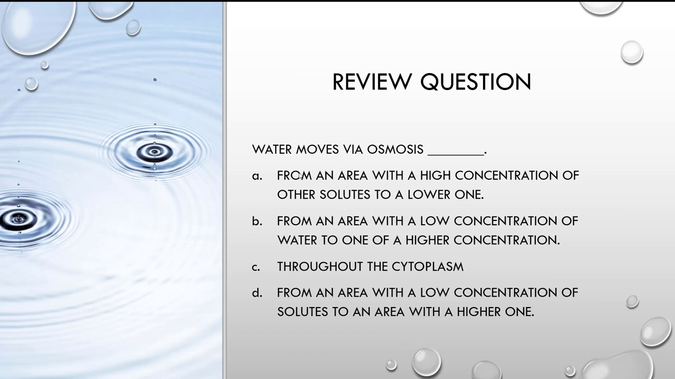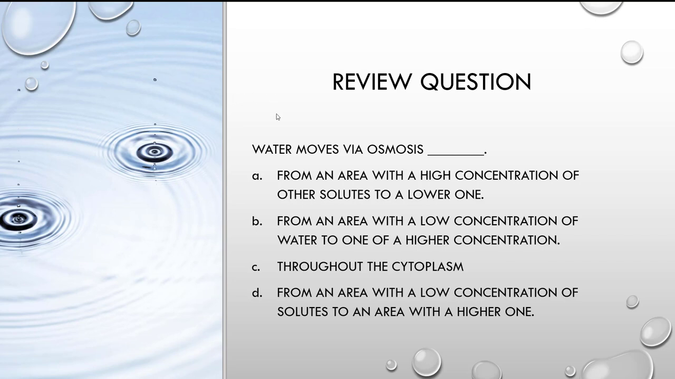So water moves via osmosis. Which one of these is the correct ending here? From an area with a high concentration of other solutes to a lower one. From an area with a low concentration of water to one of a higher concentration. Throughout the cytoplasm. Or from an area with a low concentration of solutes to an area with a higher one. So water moves via osmosis. This is a tricky one.